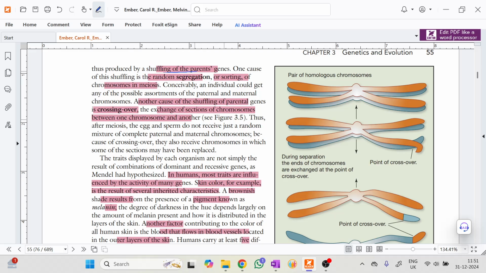And this is done by shuffling of parents' genes. One cause of this shuffling is random segregation or sorting of chromosomes in meiosis. I have already told you about this random segregation or sorting of chromosomes. Chromosomes here, in a philosophical sense, we can take as genes. So genes are shuffled, which means taken apart.